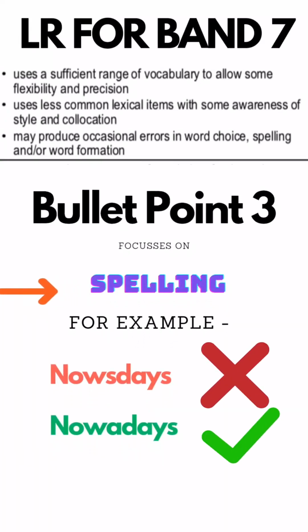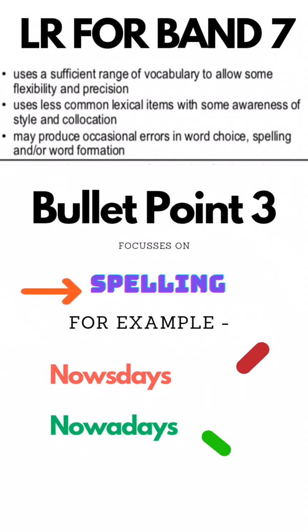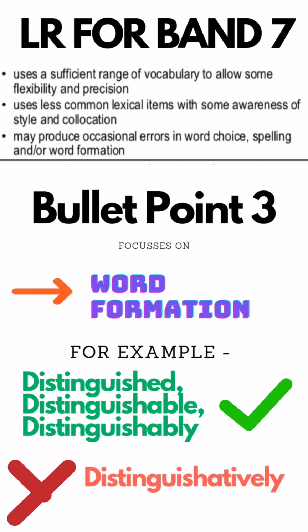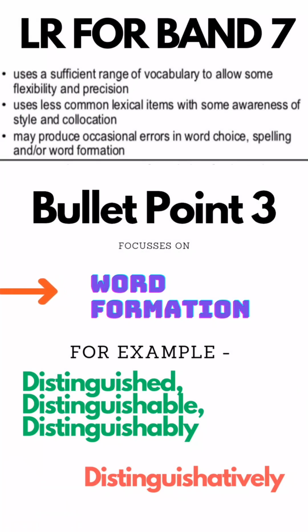Then is spelling error or error in word formation. Spelling error is very obvious to understand that you misspelled something. For example, nowadays is very common spelling error that students make. And the other one is related to word formation. For example, एक word की बहुत सारी forms होती हैं. So let's take up the example of a word distinguished. आप distinguished को distinguishable लिख सकते हो, distinguishably लिख सकते हो, लेकिन आप उसकी ये imaginary word form नहीं बना सकते, that is distinguishatively. So that will be marked as incorrect because you didn't have the entire knowledge of its word family.